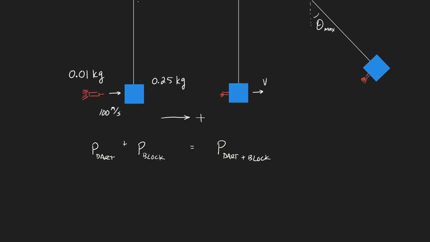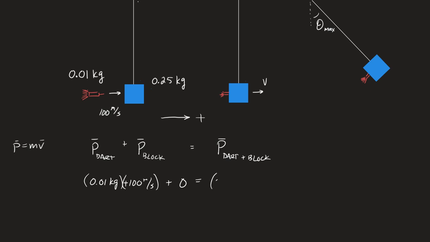I have set to the right to be positive, and I will be reminded that momentum is mv and is a vector quantity. So to the right has been made positive. And the dart has mass 0.01 kilograms and a velocity of 100 meters per second in the positive direction. The block has zero momentum because it is not moving. There's not more than one kind of linear momentum. There's just one kind. If it's moving, it has it. If it's not moving, it doesn't.